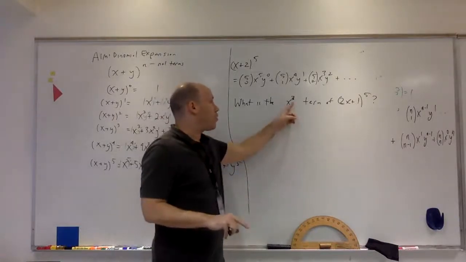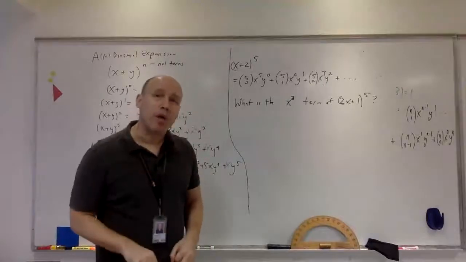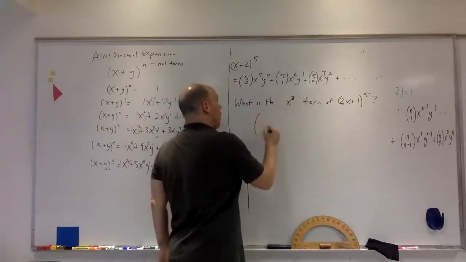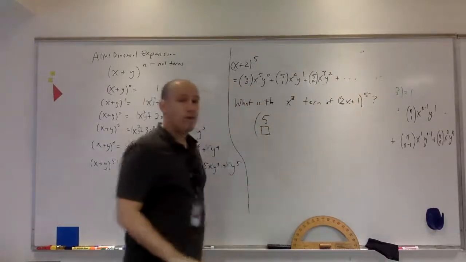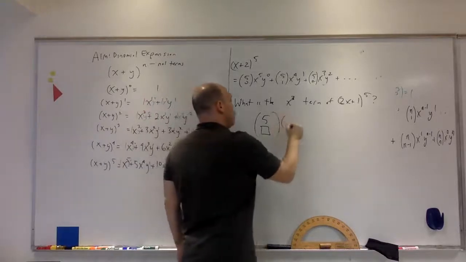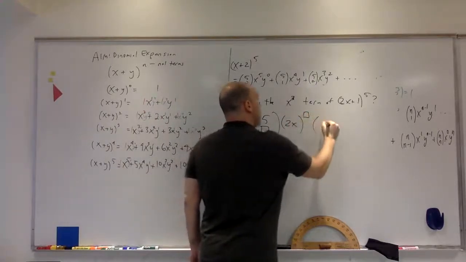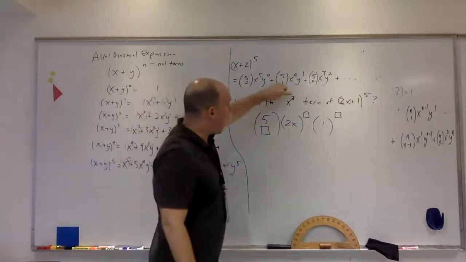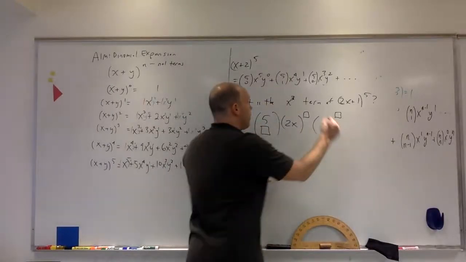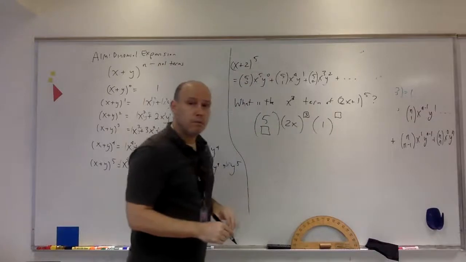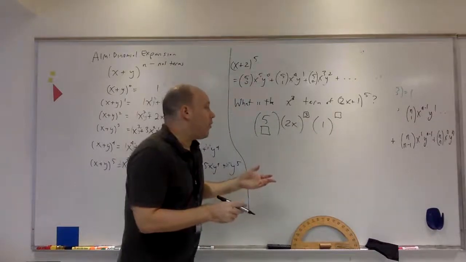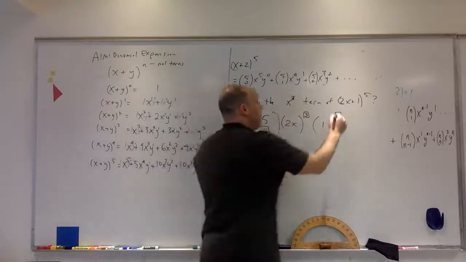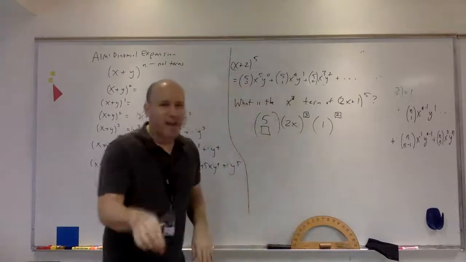So first of all, they're asking for the x to the 3rd term. Well, hold on a second. What does any term look like? Well, this is to the 5th power, so the coefficient is 5 choose something, times 2x to the something, times 1 to the something. They're telling me I want the x to the 3rd term, so this better be 3. Another observation we made is that the exponents have to add up to 5, so if this is 3, this is 2.